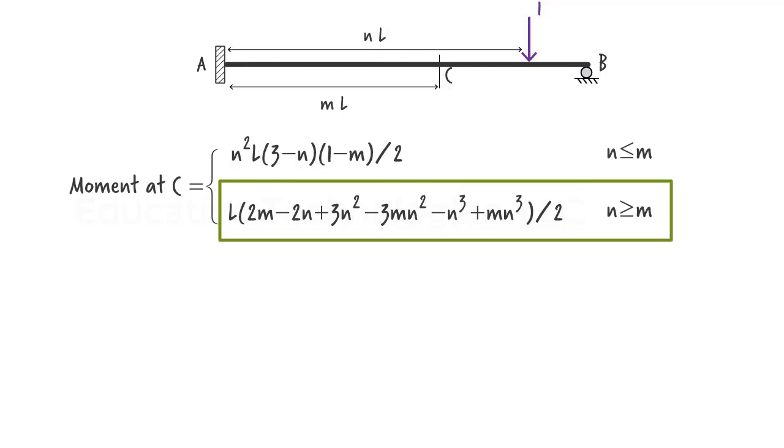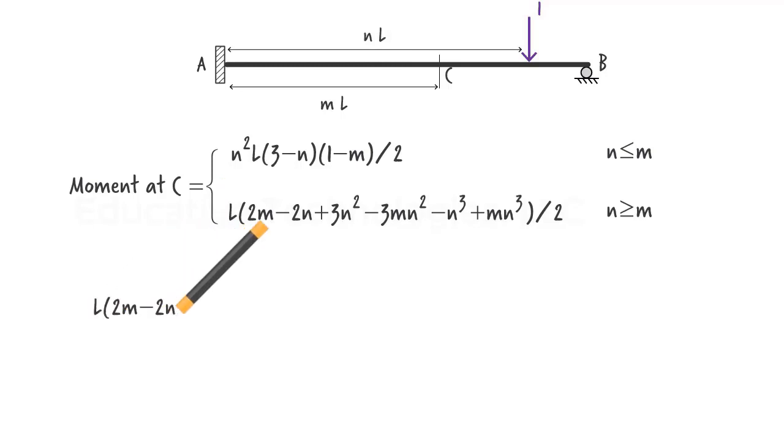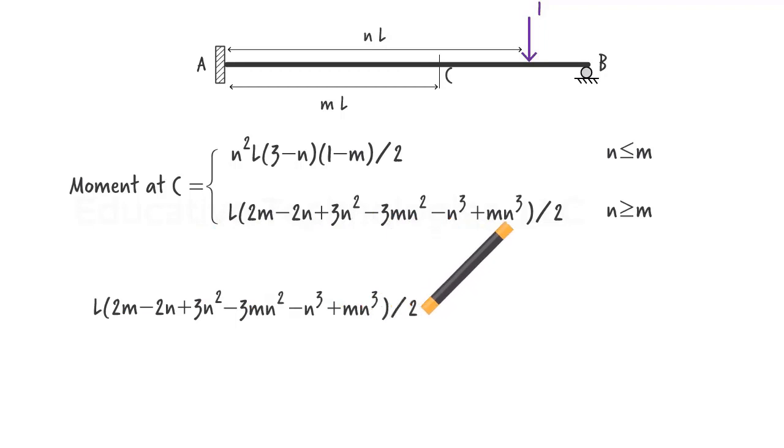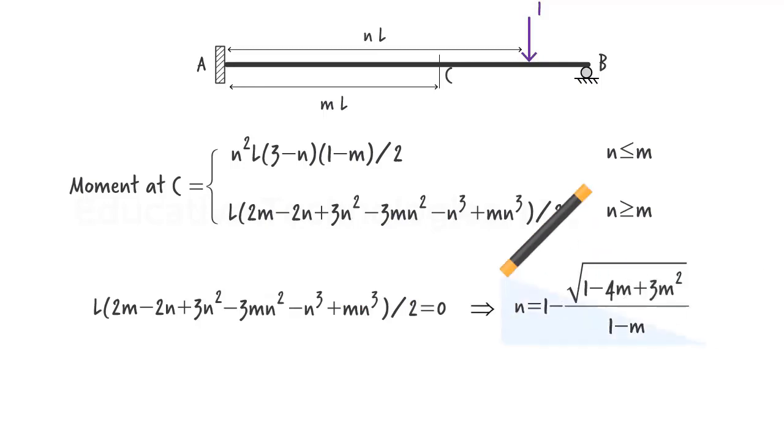To see when that happens, we set this expression equal to 0 and solve for N. Since we have a cubic equation here, we get 3 real roots, but only one of them gives us a value in the 0 to 1 range. The valid root is.